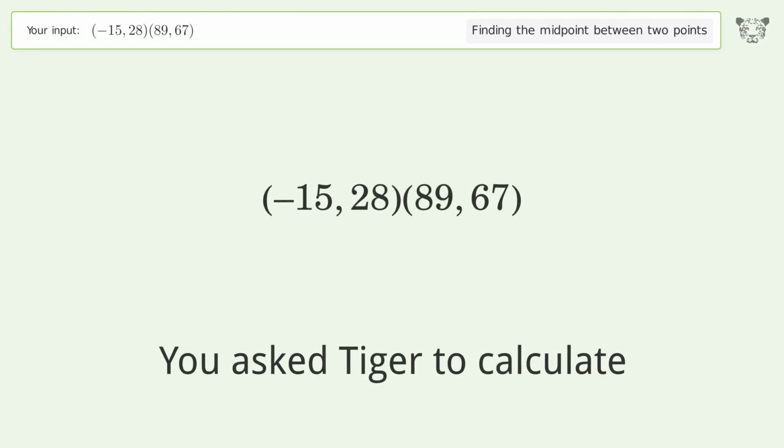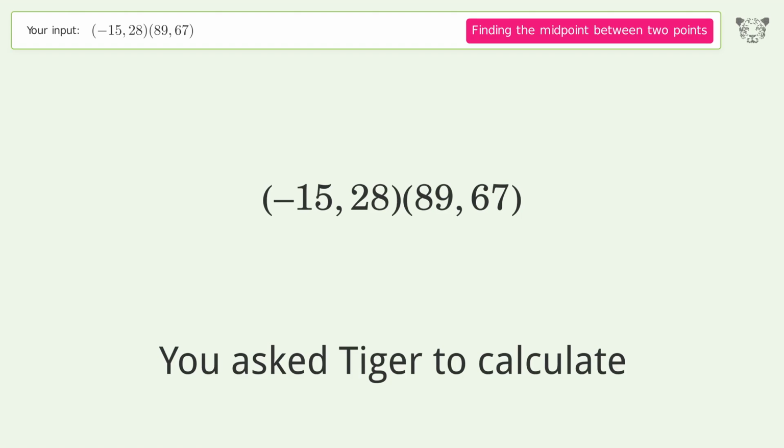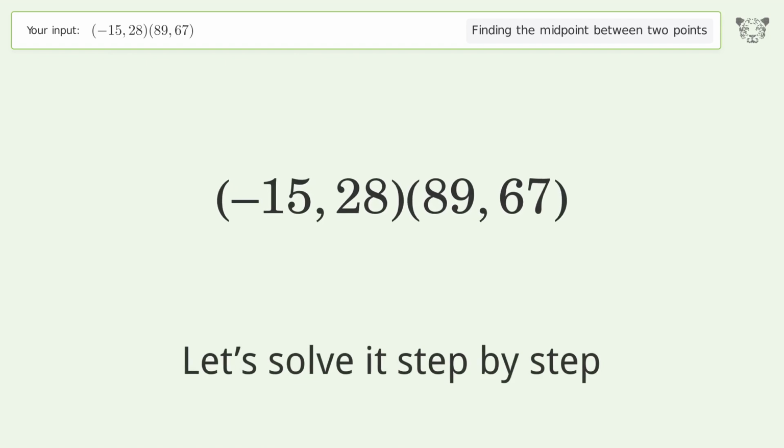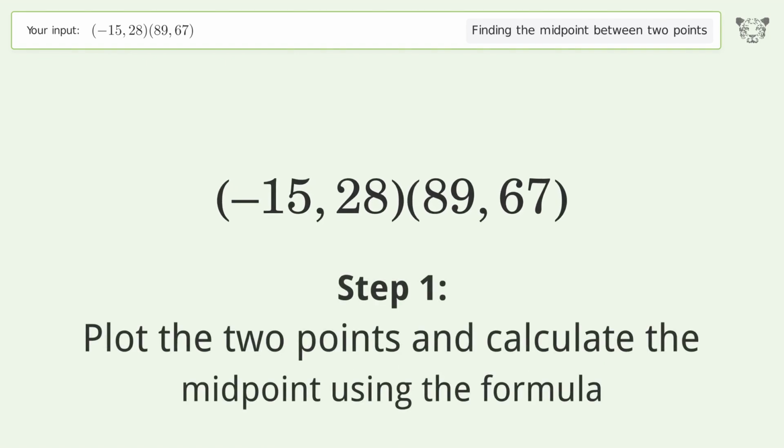You ask Tiger to calculate. This deals with finding the midpoint between 2 points. The midpoint between the 2 points is 37, 47.5. Let's solve it step by step. Plot the 2 points and calculate the midpoint using the formula.